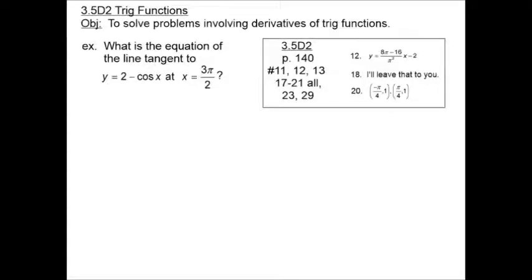We're talking about 3.5 day 2 trig functions. We're going to be solving problems involving derivatives of those trig functions we talked about in the previous lesson. First of all, what is the equation of the line tangent to y equals 2 cosine x at x equals 3 pi over 2?